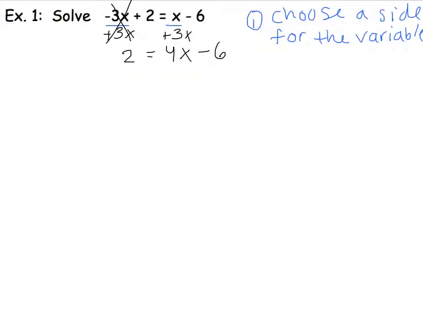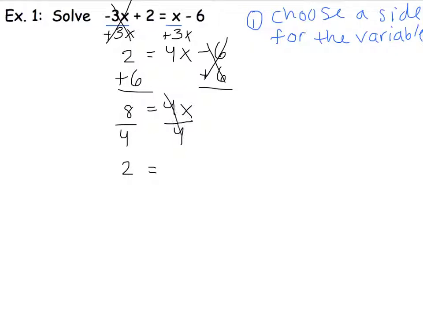So we're going to add 6 to each side. So we get 8 on the left side equals 4x on the right side. This gives us our variable term alone. Now to get just x to solve for the problem, we can divide both sides by 4. 8 divided by 4 gives you 2, and the 4's cancel out to give you x. And x equals 2 is our final answer.